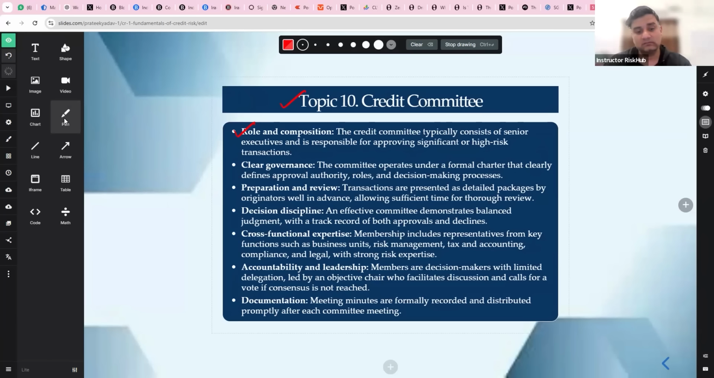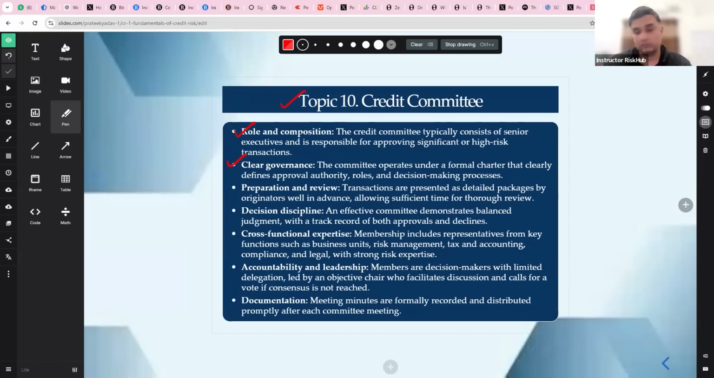The committee approves large exposures, low-rated counterparties, and complex structures. A clear governance charter is required. The committee must have defined authority, defined thresholds, and defined voting rules. Without structure, there is chaos. This connects to your delegation matrices and escalation frameworks. For preparation and review, the transaction must be submitted well in advance with the full risk package and risk analysis attached. This ensures thorough review, with no rushed approval. This links to your risk documentation, legal defensibility, regulatory audits, and decision discipline.